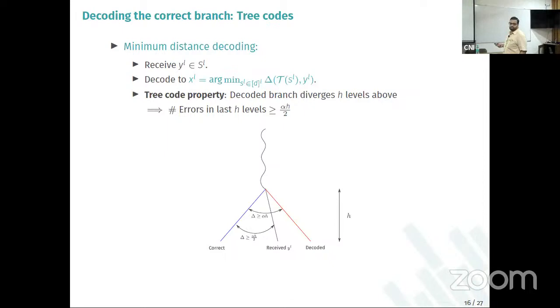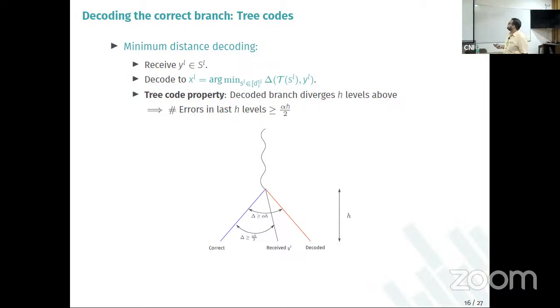It means that, by the property of the tree code encodings, the encodings of this must have a distance of at least alpha h. The difference in encoding can only happen in these h levels, by the way, because the online encoding is online, so at these points it should be exactly the same. All of them have the same symbol, right? And now, since you're using minimal distance decoding, y should be closer to the decoded branch, right? So if these two have a distance of alpha h, then these two, for the last h levels, should have a distance of at least alpha h by 2.